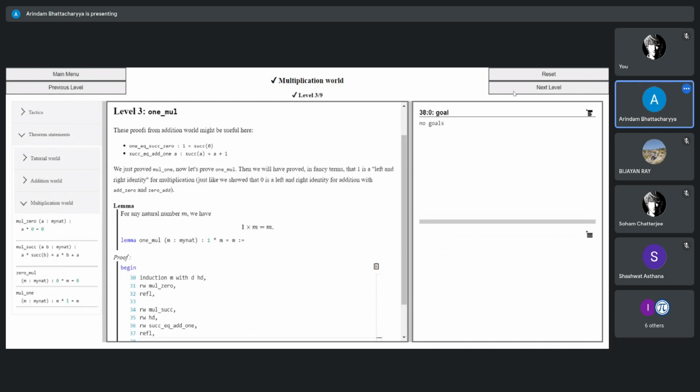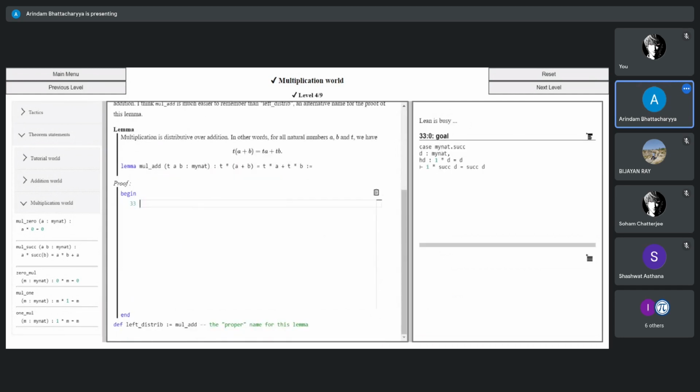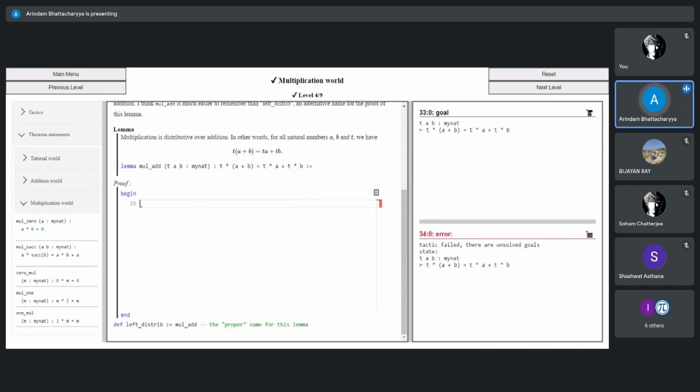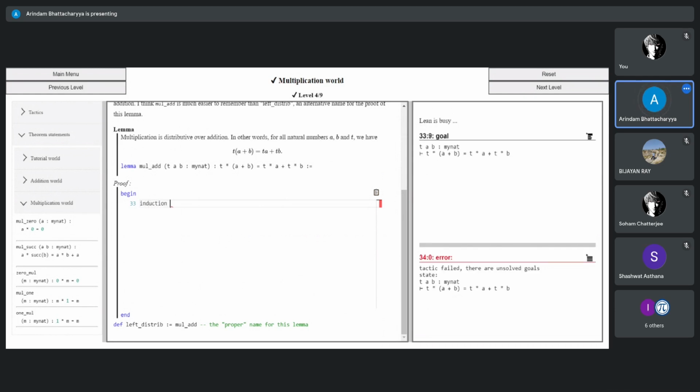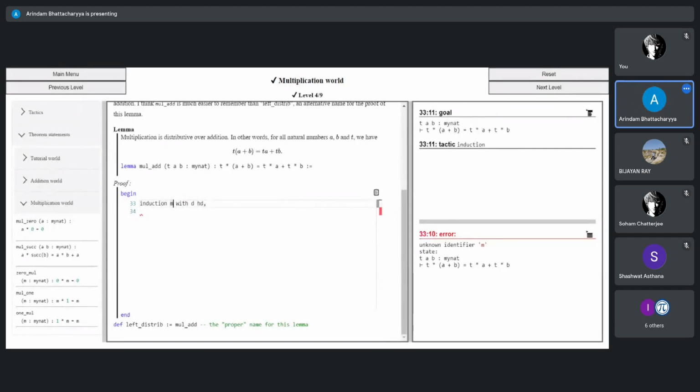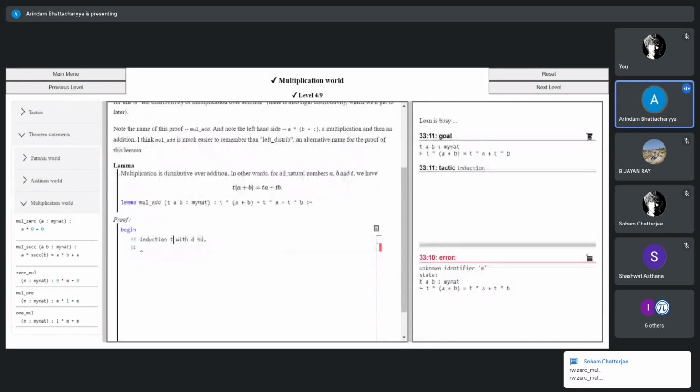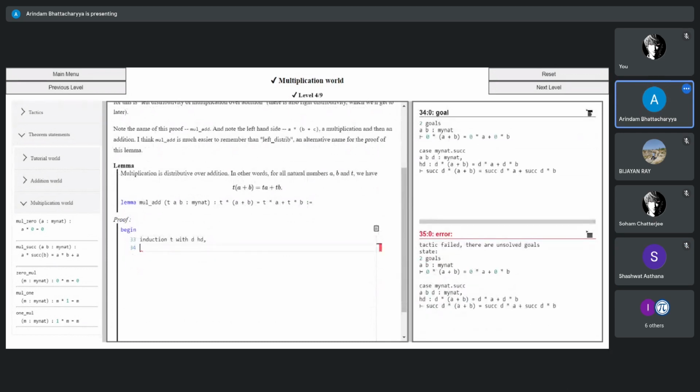All right. Distributivity. Left distributivity. I think almost all the levels of integration will start with induction. What should I induct on? T? Sorry. T. Okay, let's try T. And it's in general a good exercise to try to induct on multiple things and see which one works.